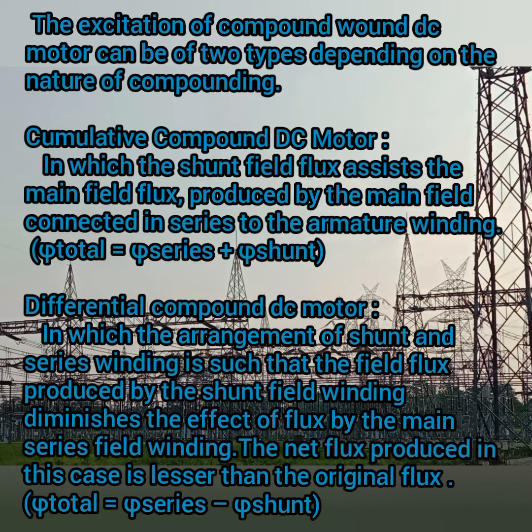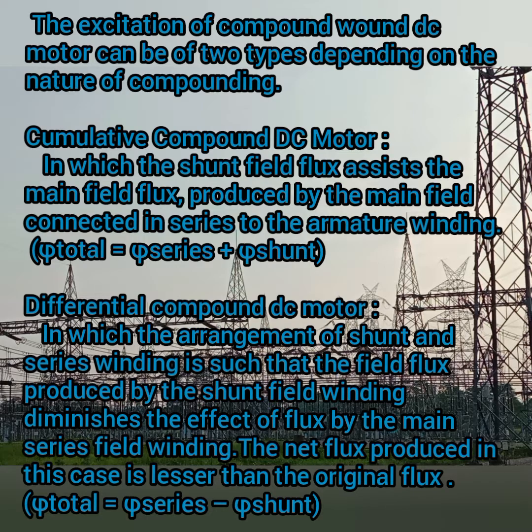Next, the excitation of this compound motor can be carried out by two methods. One is your cumulative compound and the second one is your differential compound. So in the cumulative compound, in the sense, the shunt field flux assists the main field flux, which is produced by a main field connected in a series to the armature winding, which means all of them are connected in a series condition. In here the total flux is equal to series flux plus your shunt flux.